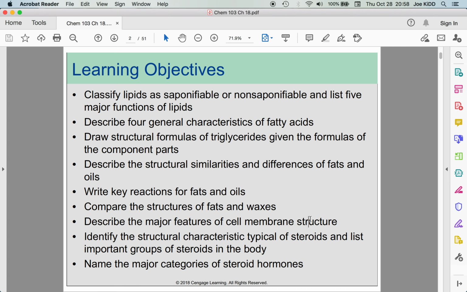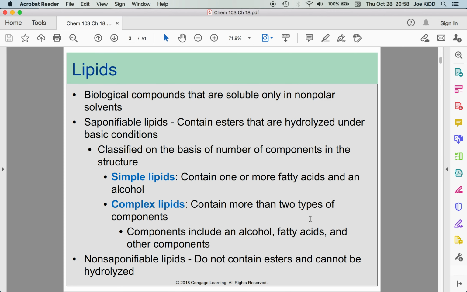So just like we did with the previous chapter, we'll go through understanding what they are, how we draw them, as well as characteristics of them, key reactions, as well as some categories that fall under them. Different types of steroids would fall in this as well. So we're going to have two flavors of our lipids. We'll have saponifiable and non-saponifiable lipids, and under that we could have simple or complex.